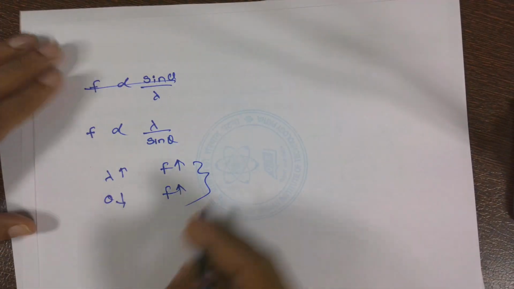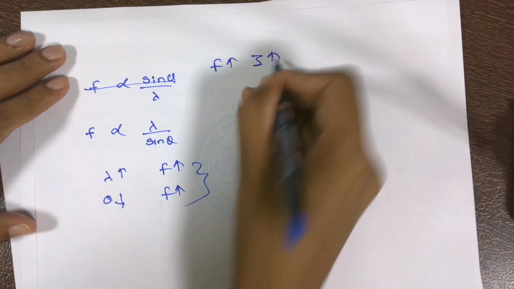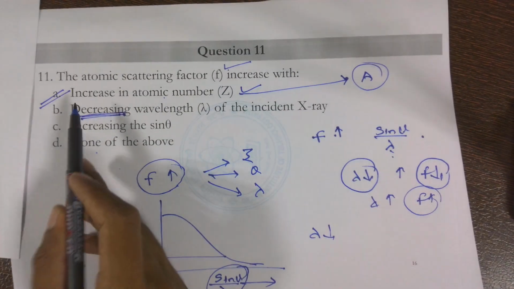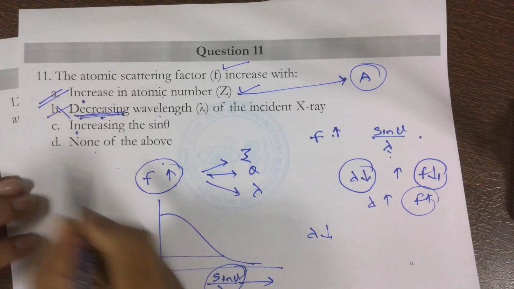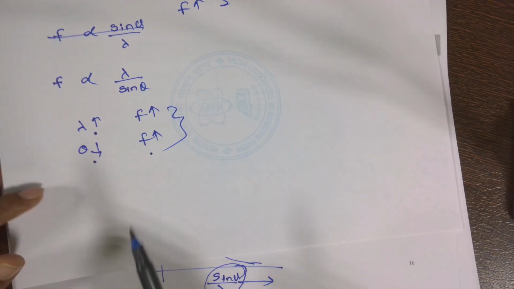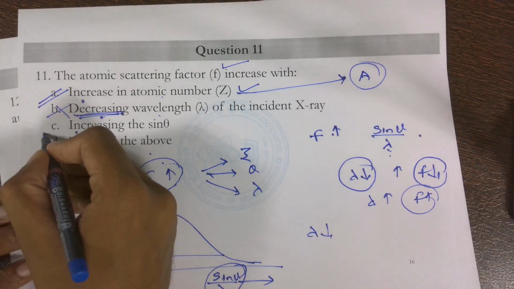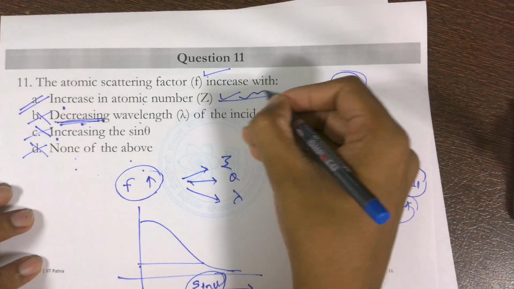Our aim is to increase the f. How can we do that? One, we already know that to increase the f, we have to increase the Z value. So here the first is right. Second is telling that decrease the wavelength. Should we decrease the wavelength or increase the wavelength? So option B is also wrong. The third part, we should decrease the theta, right? So sin theta will also decrease. So again, this is wrong. So none of the above is also wrong. The only right answer is option A.